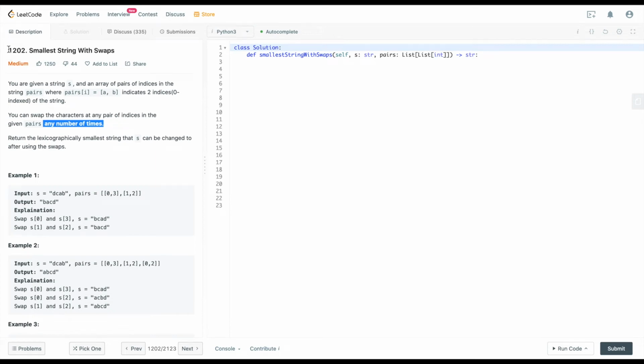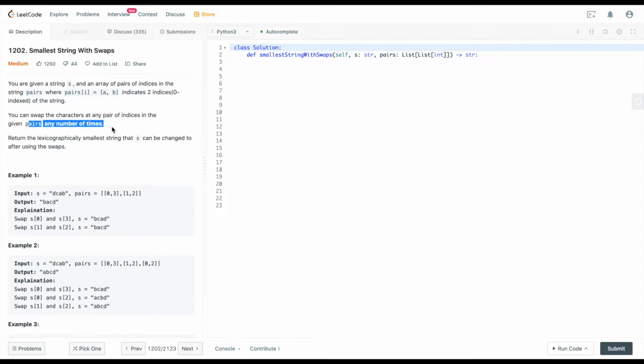Channel. Today we're gonna work on the question, smallest string with swaps. It's a medium level question and the question states, you're given a string s and an array of pairs of indices in the string, pairs[i] = [a, b] indicates two indices a and b of the string. You can swap the characters at any pair of indices in the given pairs any number of times. I think this any number of times is very important.